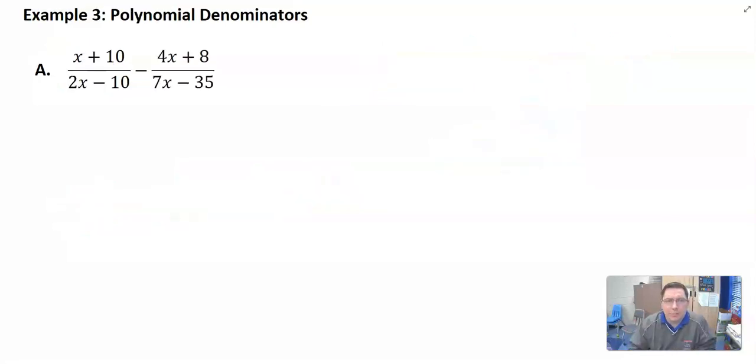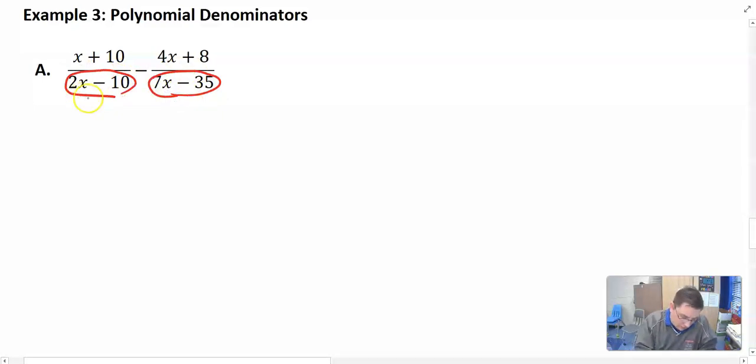All right, in example 3 here, we've got x plus 10 over 2x minus 10, minus 4x plus 8 over 7x minus 35. Again, we're going to start this problem looking at our denominators. We're not even going to look at those numerators. We don't care about them yet. So 2x minus 10, how can I factor that? Well, that's going to be 2 times x minus 5, because factoring out the 2, that's all we can do. And then the 7x minus 35, we can do the same. We can do 7 times x minus 5.